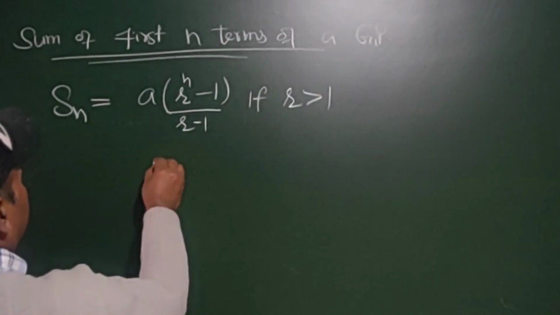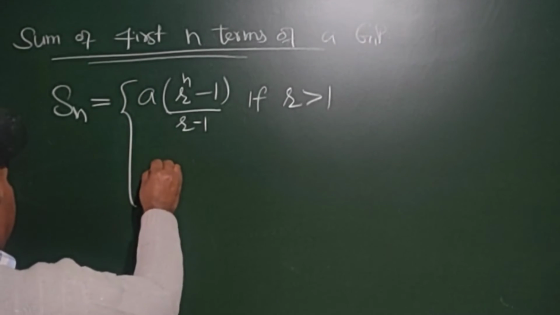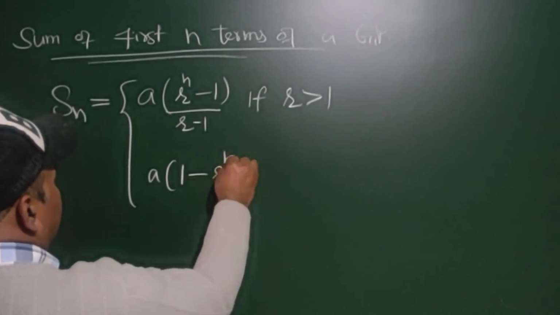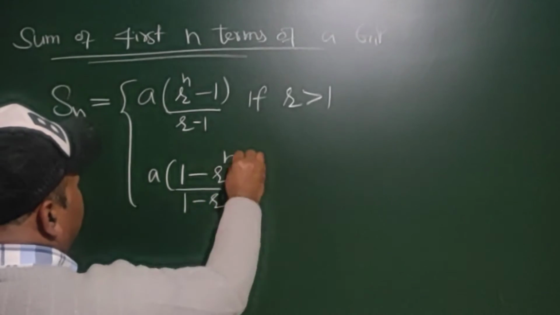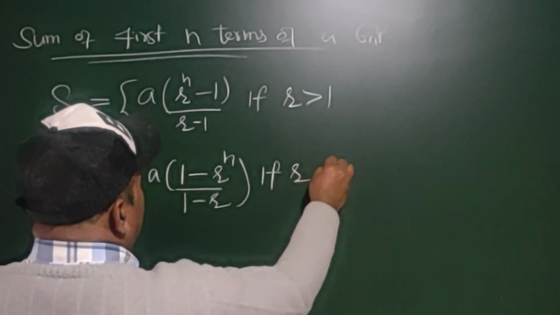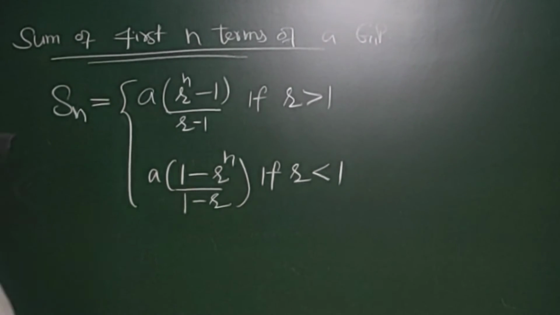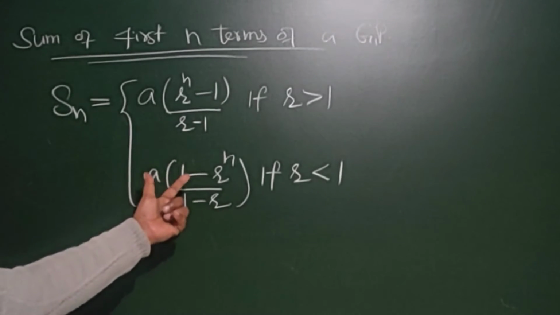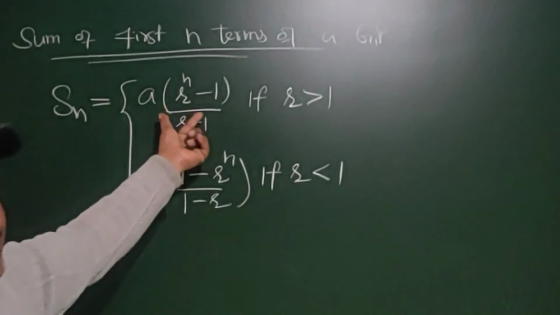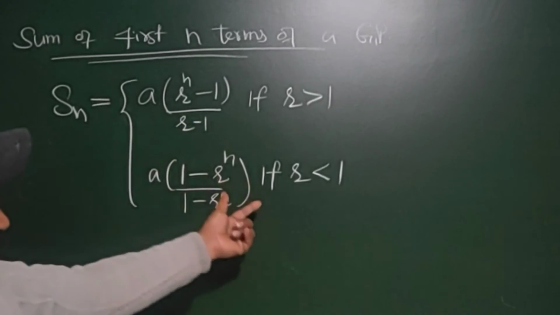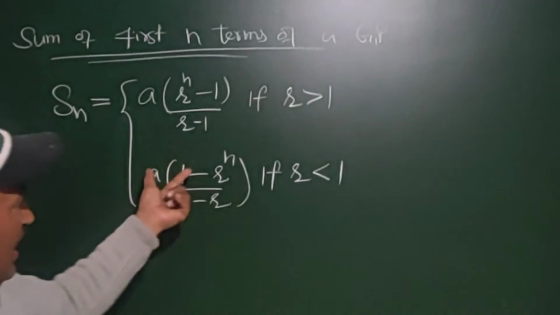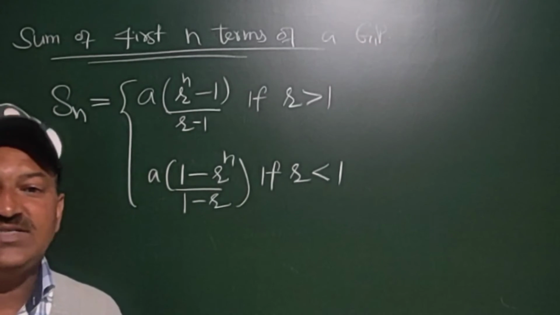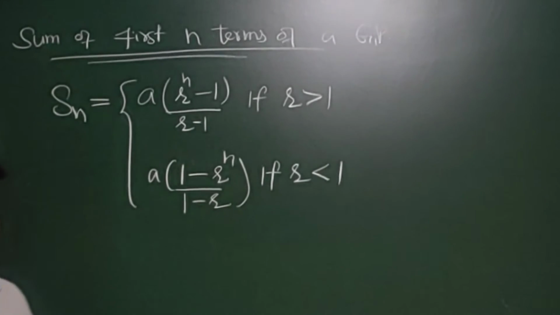And if r is less than 1, then Sn is A into 1 minus r raised to power n upon 1 minus r. This is the second formula of geometrical progressions. If the common ratio is greater than 1, then we have to apply the first formula. And if r is less than 1, then we have to apply this formula to find the sum of the first n terms of a geometrical progression.